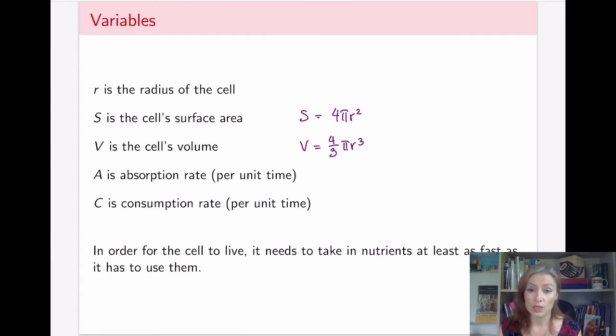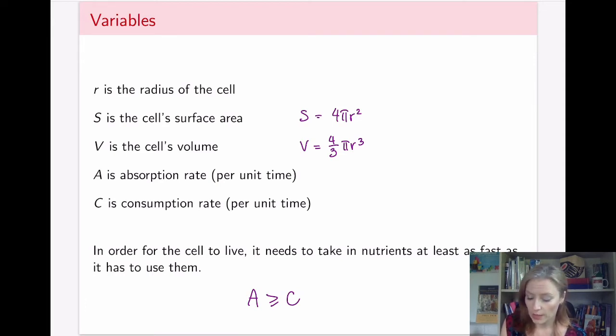And now, in order for a cell to live, it needs to essentially take in more food than it needs to sustain life. So what we want is that our absorption rate is at least as large as the consumption rate. Okay? If the absorption rate falls below a certain threshold, the cell cannot absorb enough nutrients to actually feed itself and it will die. Okay? With this in mind, we're going to see how we can model these processes.